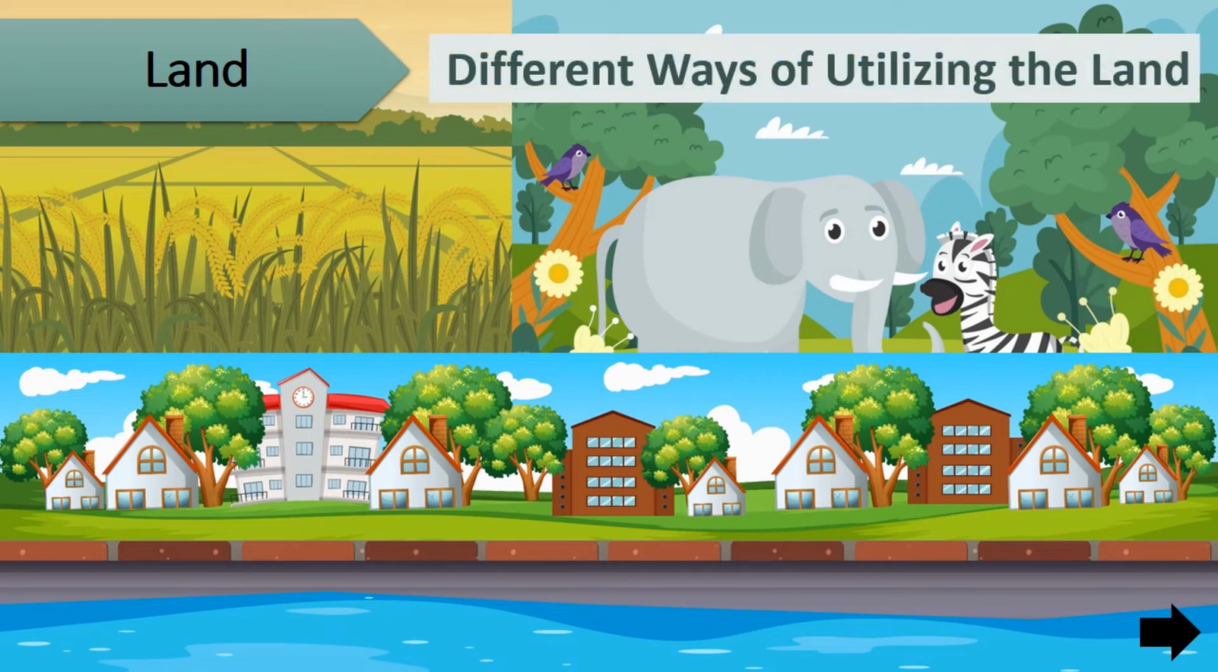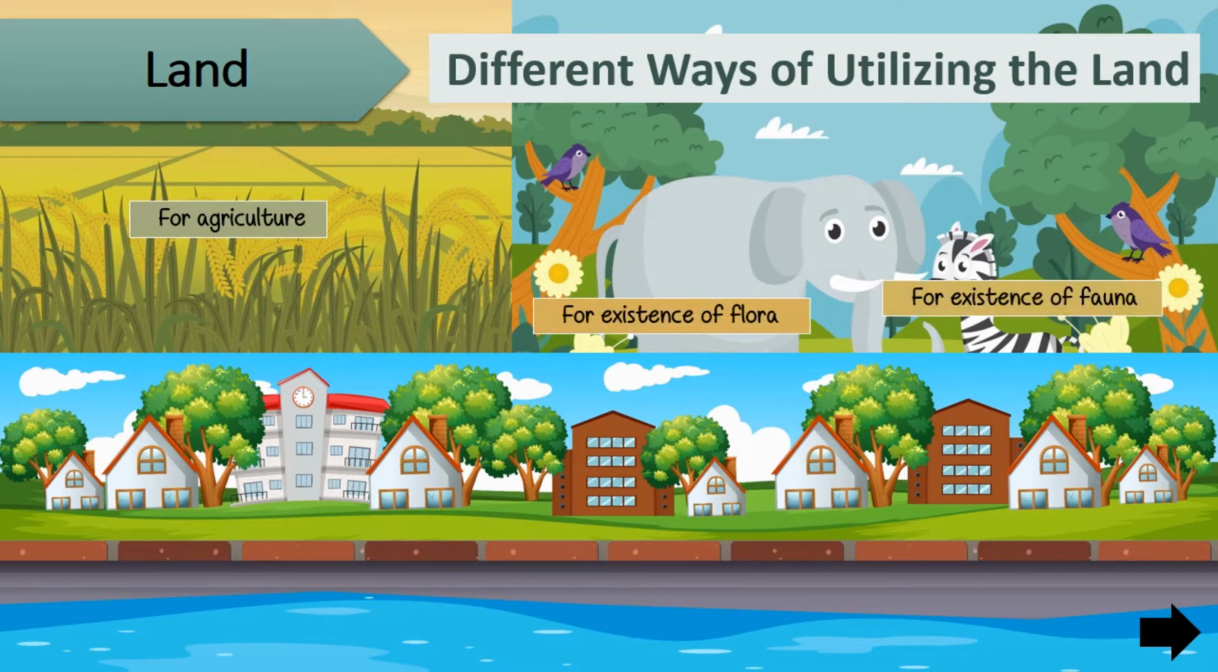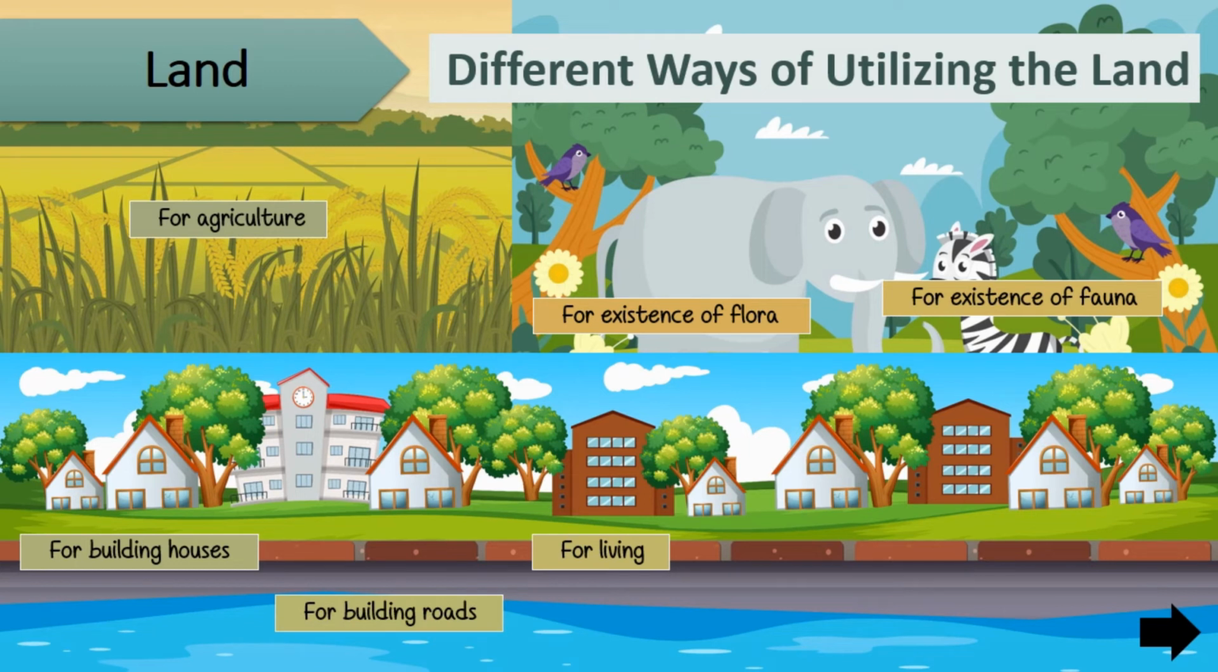Land is utilized in different ways. Let's say what they are. For agriculture, for existence of flora, for existence of fauna, for building houses, for living, for building roads, and for irrigation.